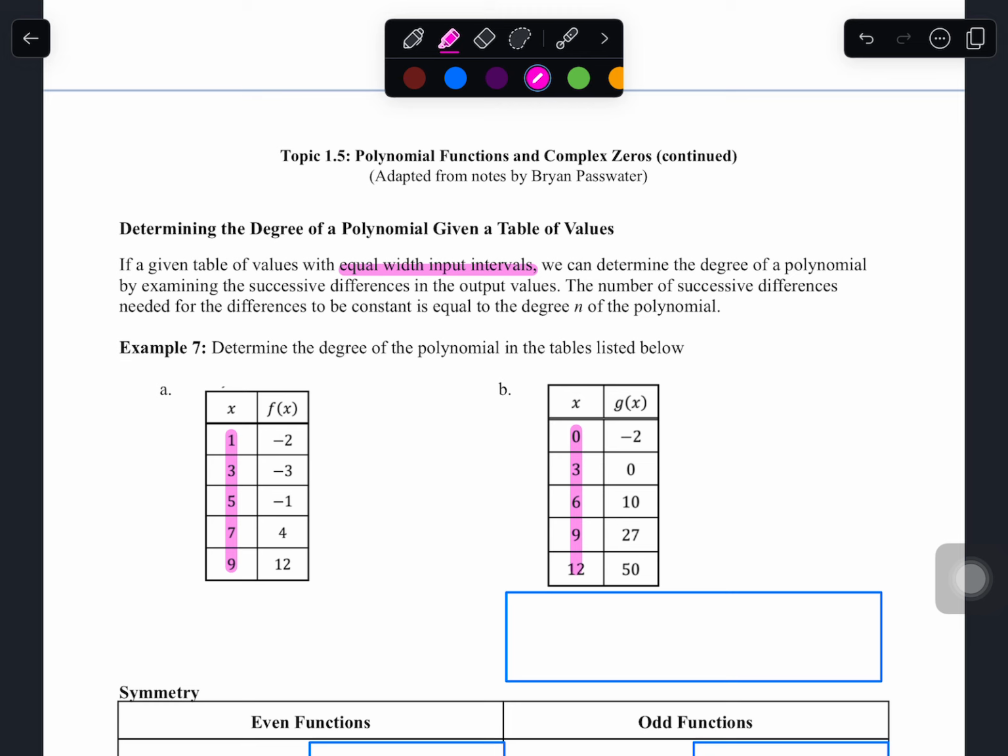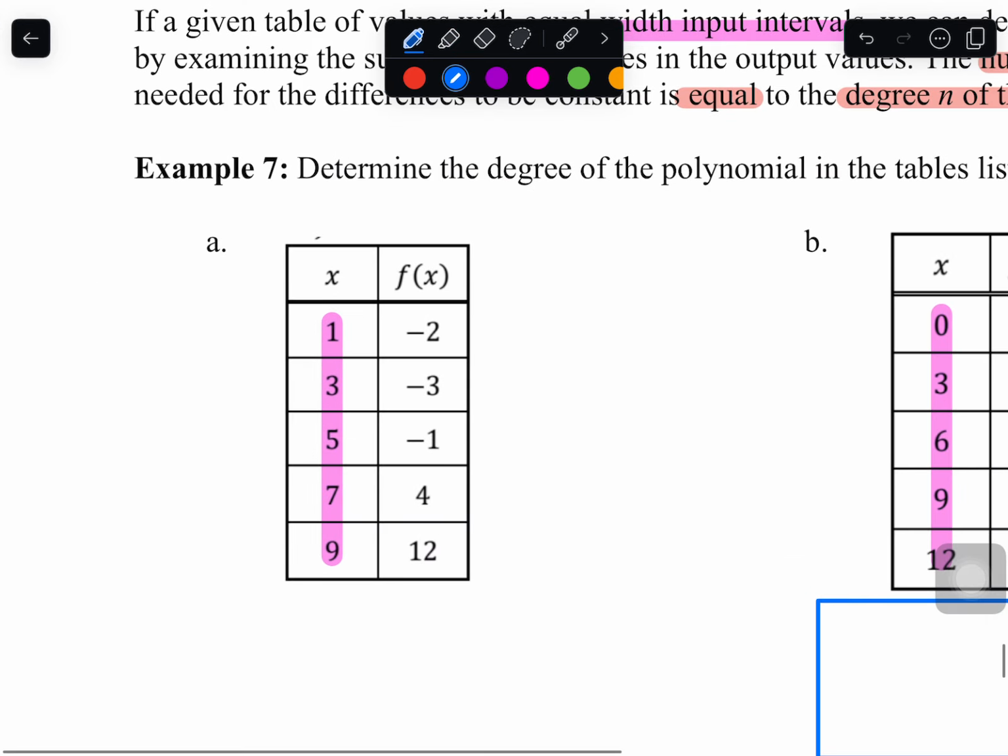Perfect. So then what we're going to do is we are going to be able to determine the degree of the polynomial by taking a look at the number of successive differences, the first differences, the second differences, the third differences, the 10th differences. Whenever those are equal, that's going to be the degree number. Okay, so let's see it in action. Let's take a look at table A. We know that we already have those equal input intervals.